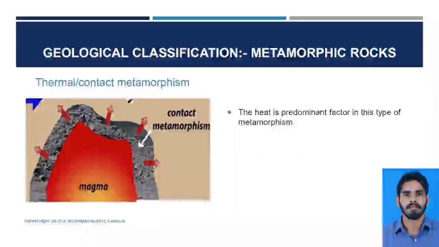In that, first I'll discuss thermal, or contact, metamorphism. Heat is the predominant factor in this type of metamorphism. Due to the heavy heat, as the name suggests, thermal is the main parameter. Due to that, the rock changes its character.